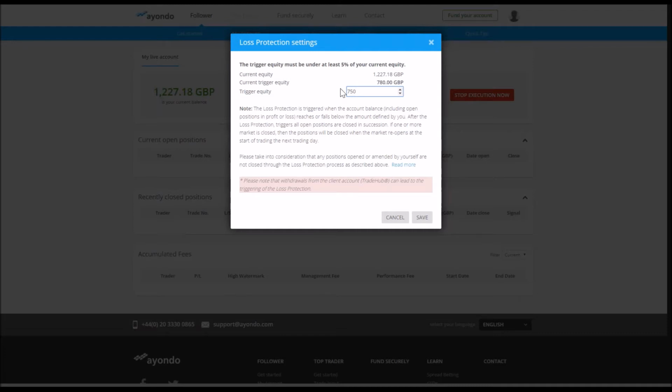It is like having a financial stop loss on my account, and I can set it as close to 5% as to where the account is currently. I would suggest that's a bit close because it would be like 60 quid away from where my account balance is currently. So I'll say, right, 750 quid. If my account balance, including open profits and losses, drops to 750 quid, close out all the trades and don't follow any new ones. So click on save.